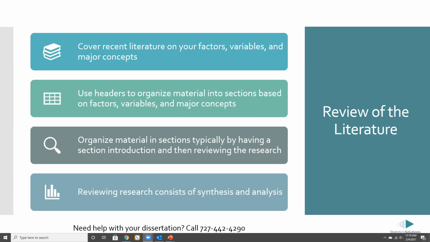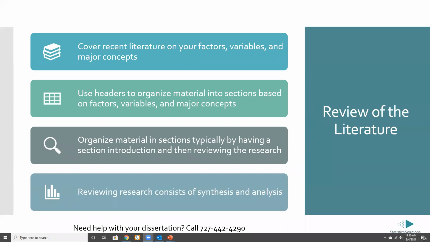Okay, use headers to organize material into sections based on factors, variables, and major concepts, right? Organize material in sections, typically by having a section introduction and then reviewing the research, right? We talked about that. Reviewing research consists of synthesis and analysis. So part of what you want to do is summarize the study or the article. What was the study on? What kind of study was it? Who are the participants? Maybe the setting. What was the purpose of the study? And it's really important to include the findings of the study, right?